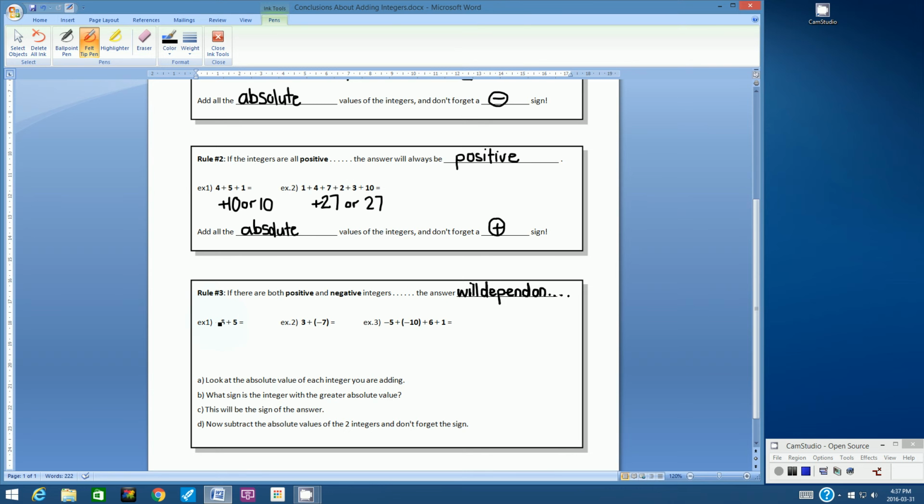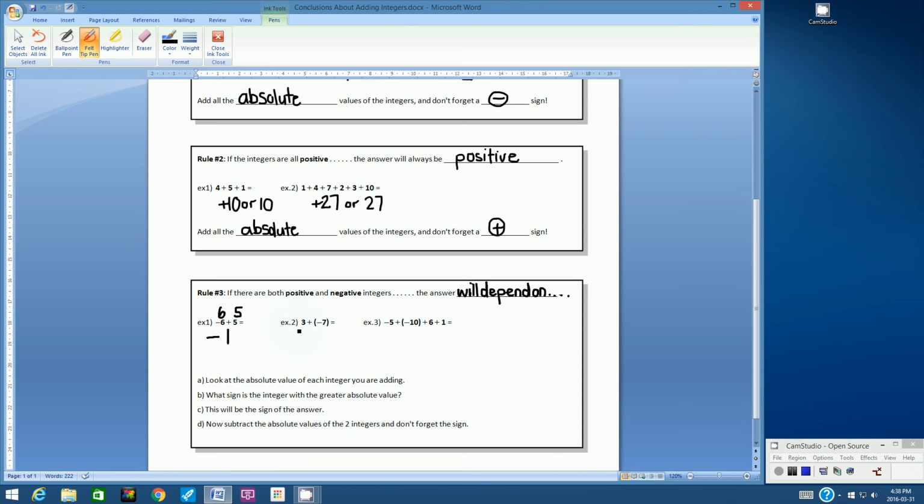So if we look at example 1, we have -6, the absolute value is 6, and +5, we have an absolute value of 5. What sign is the integer with the greater absolute value? So in this case, 6 has a greater absolute value than 5, and its sign is negative. So step C, this will be the sign of the answer. So I'm just going to put negative there because this is a negative. Now subtract the absolute values of the two integers. 6 subtract 5 is 1. Don't forget the sign. I've already written it in here. So the answer to -6 plus 5 is -1.